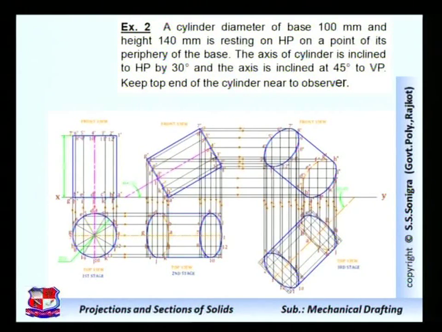And as it is given that the top end of the cylinder is nearer to the observer, we have to tilt this solid in this way only, such that the full cylinder, the full view or fully joined elliptical shape, should remain towards us, because this is the given condition in this problem.